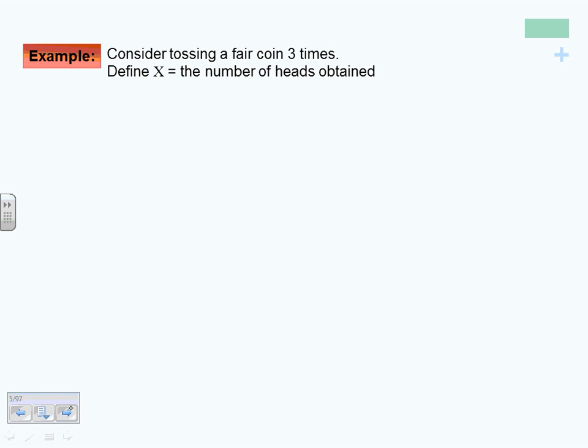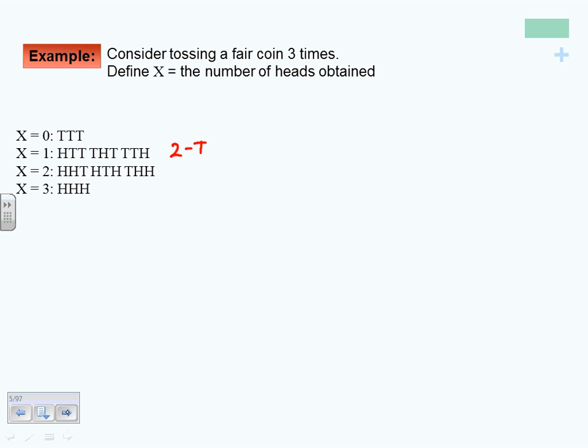All right, so let's consider tossing a fair coin 3 times. What are all the things that could happen? Well, we could get tails, tails, tails. We could get heads, tails, tails. We could get heads, tails, heads. Heads, tails, tails, tails, heads, tails, tails, tails, heads. These are all the ones with 2 tails, and then all the ones with 2 heads, and then 3 heads as well. So here's all the different ways that we could have that.